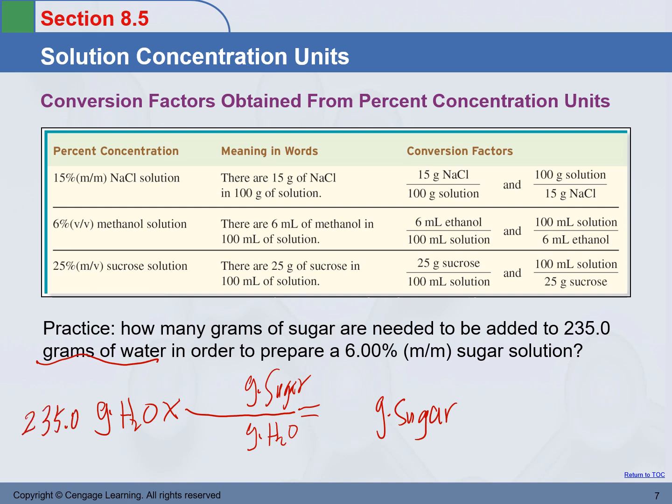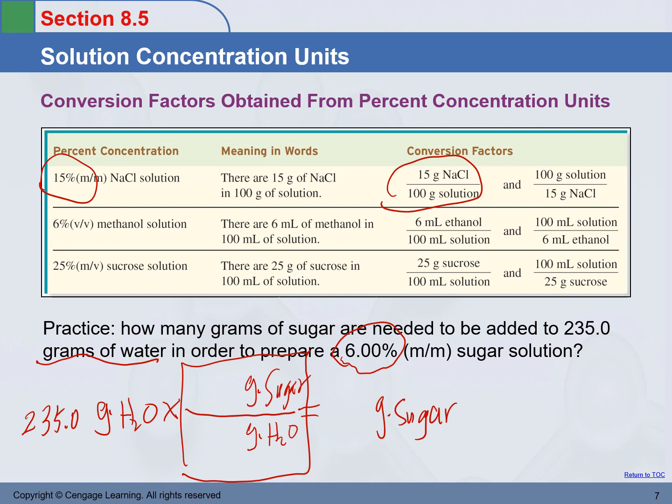235 grams of water. And what is this now? This is a ratio of solute and solvent. This is not a concentration. Concentration is the ratio, like if you see here in the table, concentration is the ratio of solute and solution, not the solute of water.